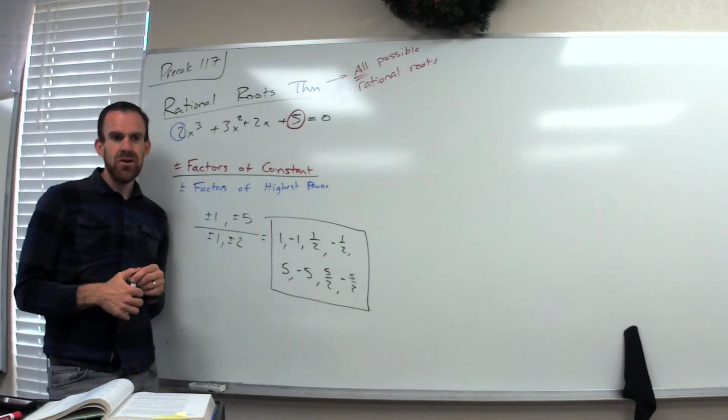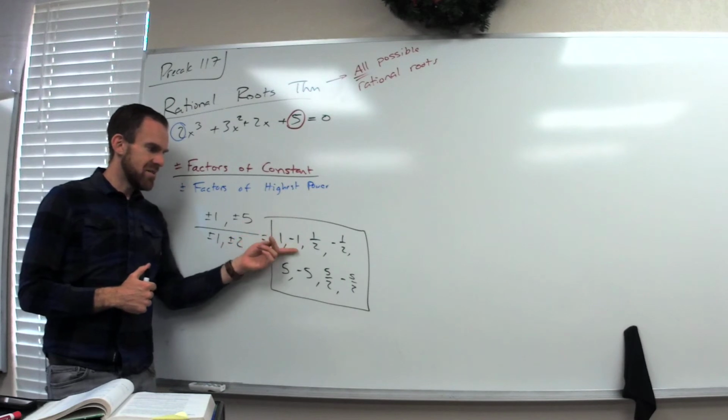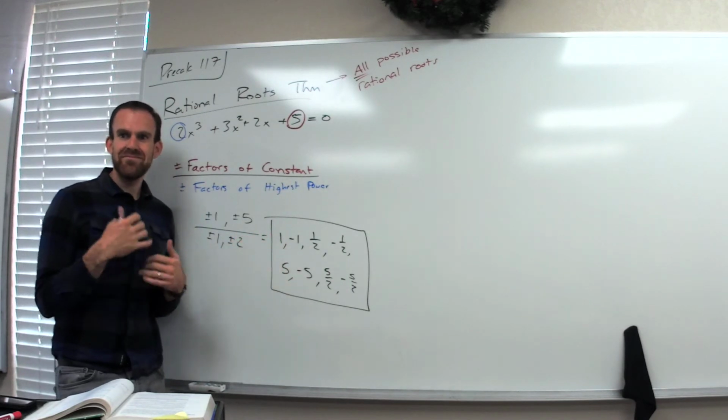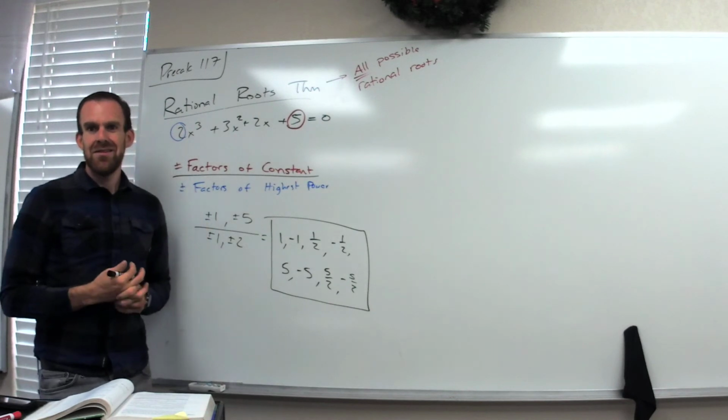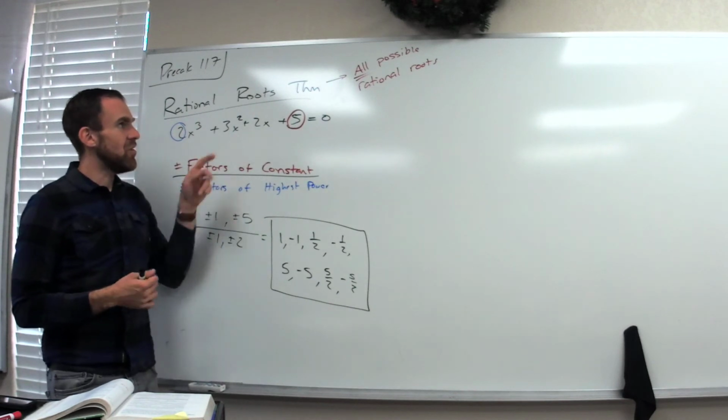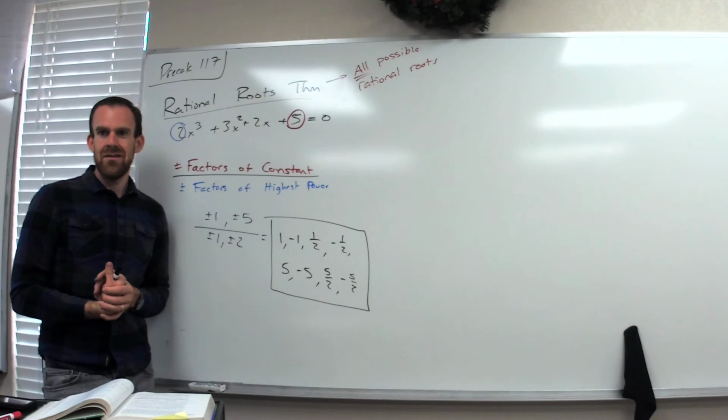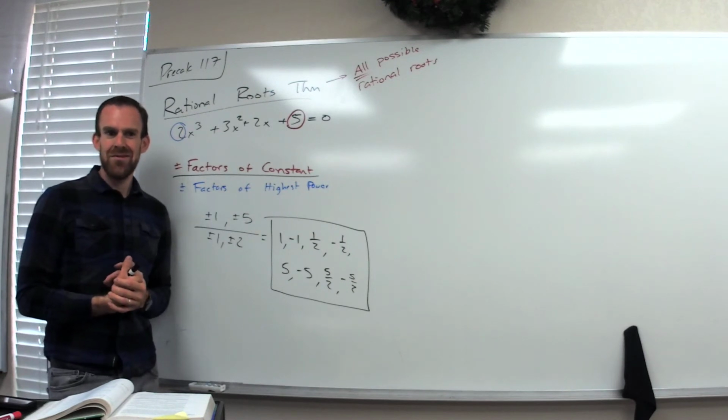So if they're nice numbers, they can be written as a number or a fraction. They're in this list. So the question will say, find all the rational roots. And now we suffer.